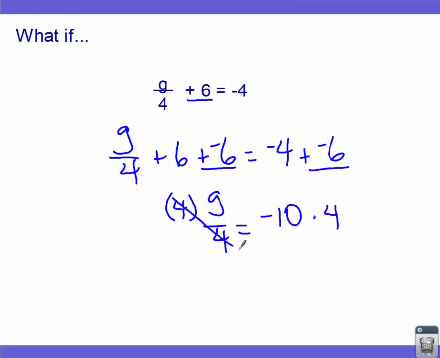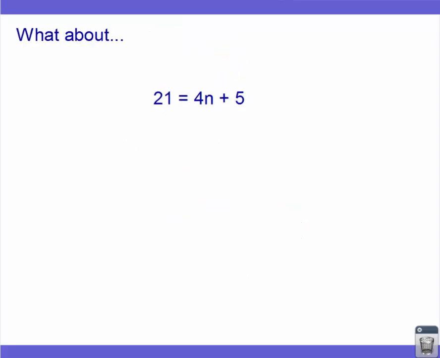So my 4's divide out, and I'm left with g is equal to negative 40. If I plug that back into the original equation, negative 40 divided by 4, which we know is negative 10, plus positive 6 does give me negative 4 as my answer. So it does work. Let's try a couple more real quick just to see some variation.